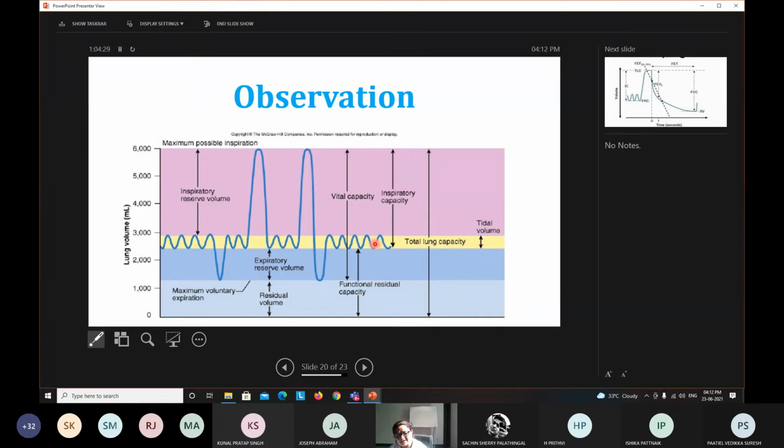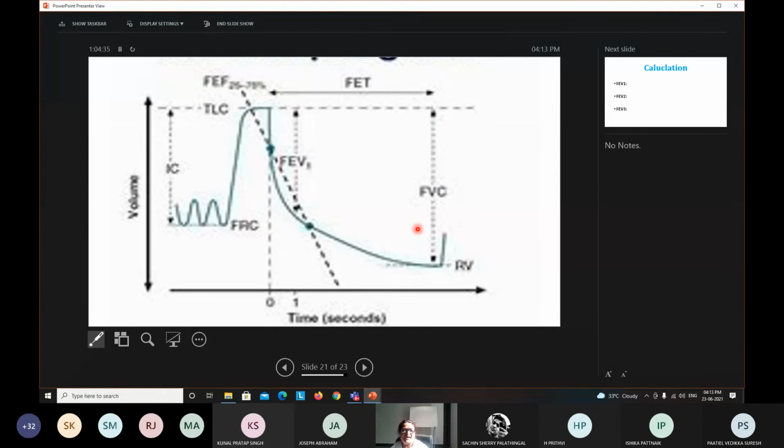After recording these static values, we are going to record one more dynamic lung parameter, that is called FEV, forced expiratory volume. This is the fraction of total lung capacity which is exhaled in the first second, second second, and third second. We are going to measure it. I think this graph is a little blur for you, but if you see your textbook or practical manual, you will see the clear picture.